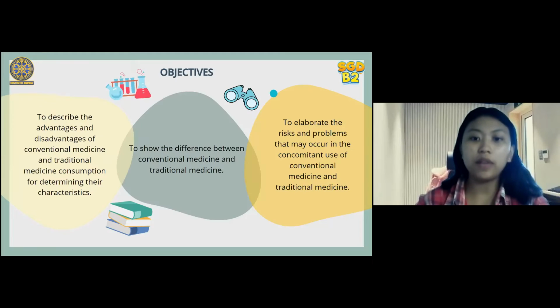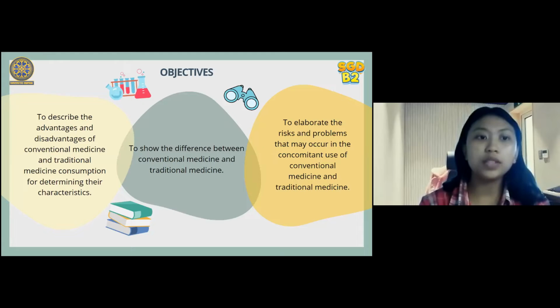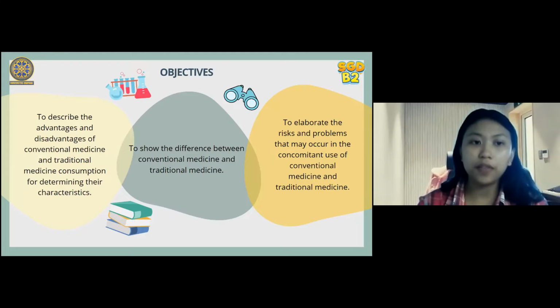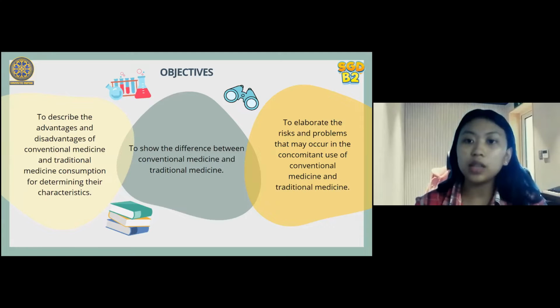And now let me continue the presentation with the objective of this student project. The first one is to describe the advantages and disadvantages of conventional medicine and traditional medicine consumption for determining their characteristics. The second one is to show the difference between conventional medicine and traditional medicine. And the last one is to elaborate the risks and problems that may occur in the concomitant use of conventional medicine and traditional medicine.